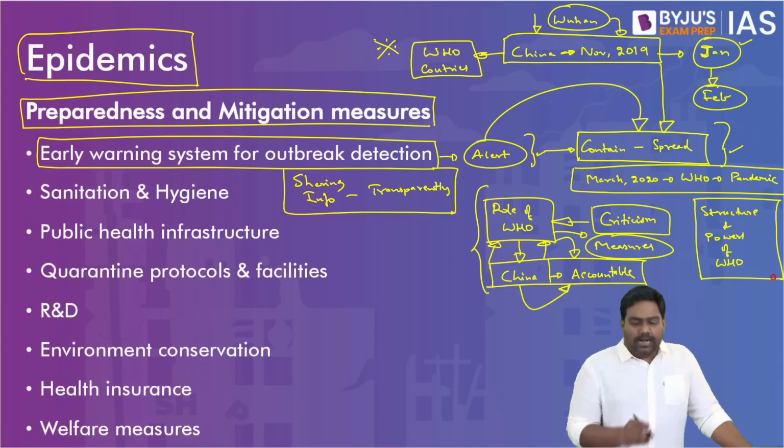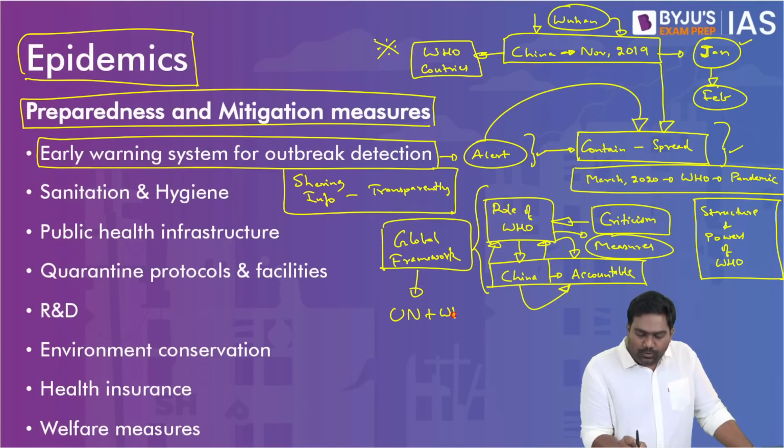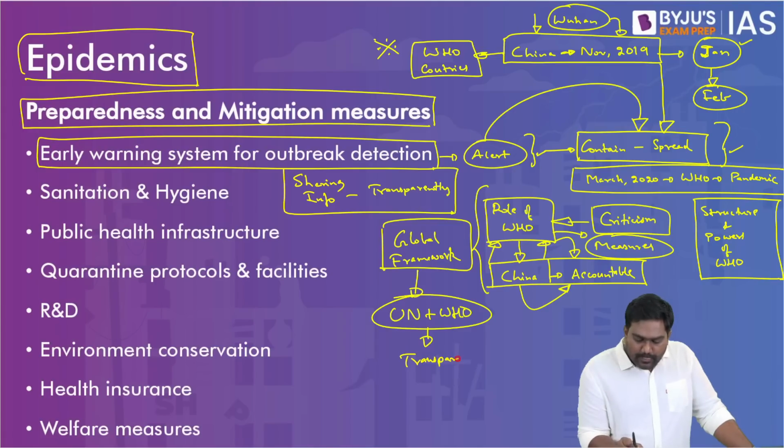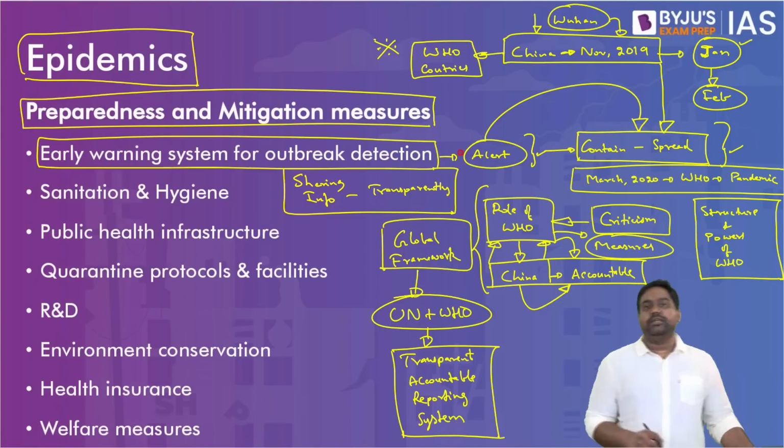So the need of the hour is for a global framework through the United Nations and WHO, where we can put in place a transparent and accountable reporting system to detect future epidemics and pandemics at the earliest, so immediate action can be taken to curb the spread. Unfortunately, we haven't done it even now.